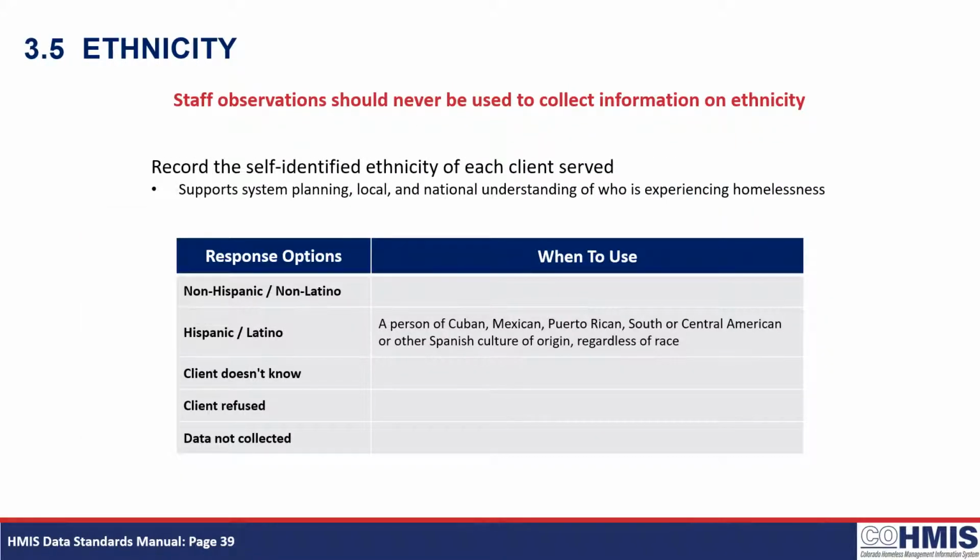Along with race, we also collect the ethnicity for each client served. So whatever ethnicity the client self-identifies as belonging to is what we record. We never make staff observations about a client's ethnicity. The 2 response options HUD tracks for ethnicity are non-Hispanic, non-Latino, and Hispanic, Latino, but there are those options for client doesn't know, client refused, and data not collected as well.